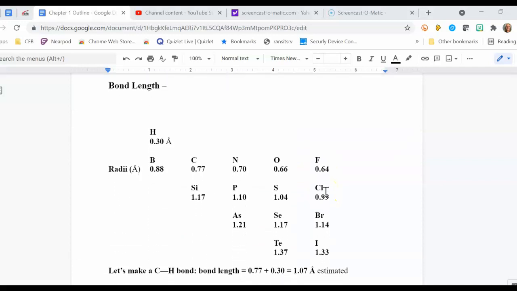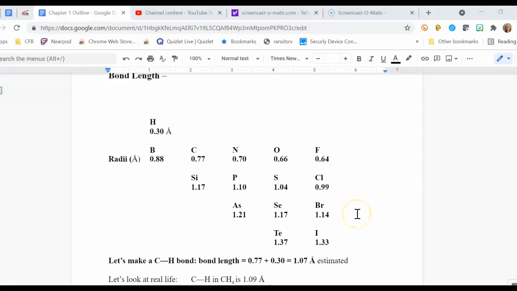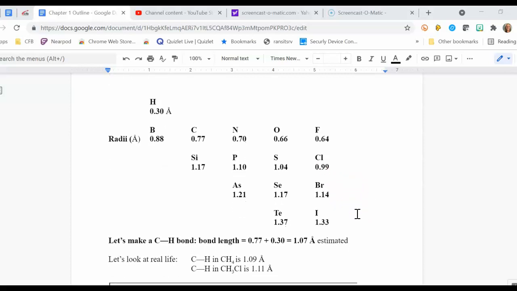So let's make sure that we understand that bond lengths are pretty much additive with a little bit of wiggle room for overlap. So let's take into account the carbon to hydrogen bond, which, as you can see from this, is carbon has an atomic radius of 0.77 angstroms. That is angstroms right there. And we're going to bond it with some hydrogen. So that comes out to 0.30 angstroms. And when you add those together, you're going to estimate that the total bond length would be 1.07 angstroms.